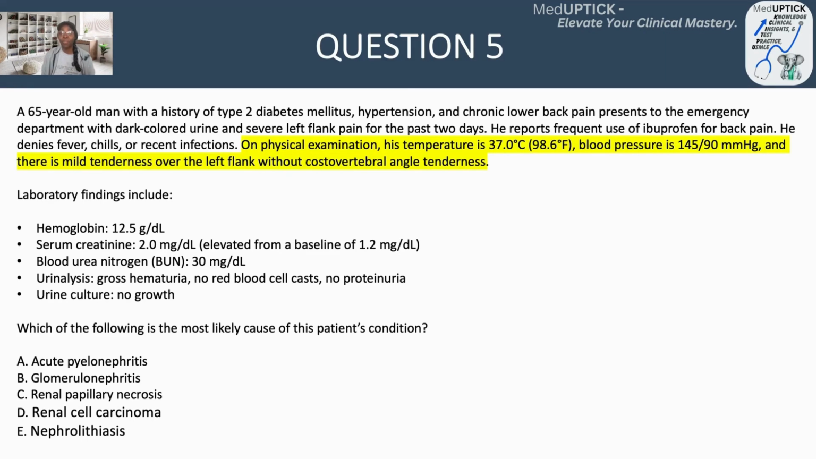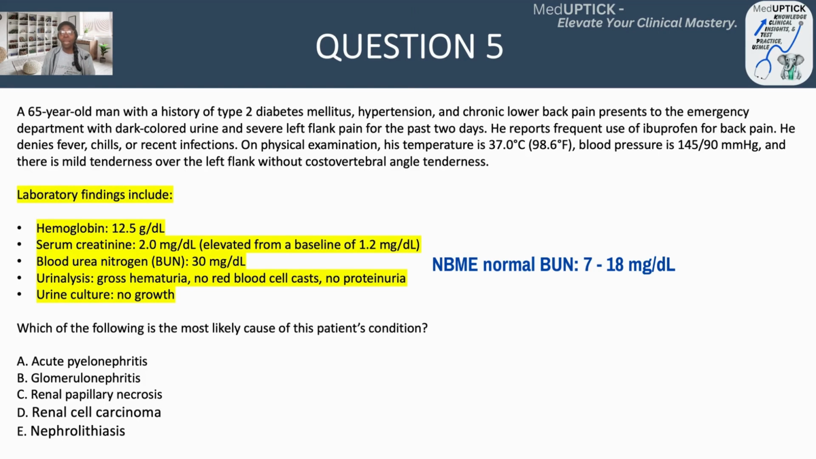of renal injury. Laboratory findings include hemoglobin 12.5 grams per deciliter. He has mild anemia, possibly due to chronic disease or subclinical blood loss. Serum creatinine 2.0 milligrams per deciliter, elevated from a baseline of 1.2. The 67% increase in creatinine from baseline could be indicative of an acute kidney injury. This is suggestive of acute insult like ischemia, obstruction, or nephrotoxicity. Blood urea nitrogen 30 milligrams per deciliter. According to the NBME, the normal BUN range is 7 to 18. The elevated BUN to creatinine ratio is consistent with pre-renal AKI or ischemic injury.